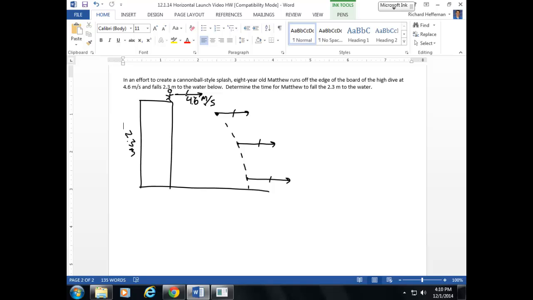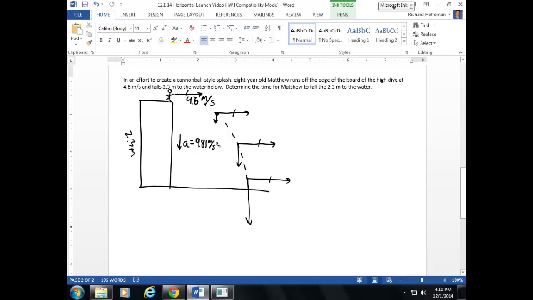But what would happen is he would pick up a little bit of speed vertically due to the force of gravity pulling him downward as time goes on. We know that he is in free fall, so that means there's an acceleration of 9.81 meters per second squared.